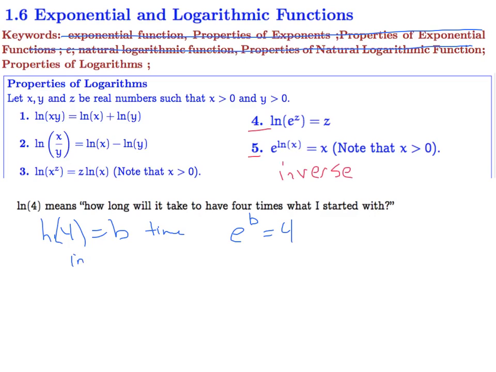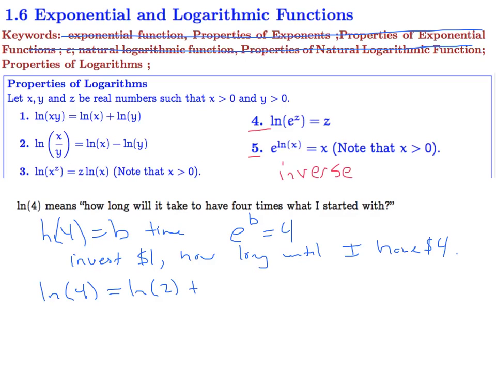So this means, if I invest $1, how long until I have $4? Well, the natural log of 4 is going to be equal to the natural log of 2 plus the natural log of 2, since 2 times 2 equals 4, and what we're using up here is property 1. Property 1 says that we convert multiplication here into an addition problem.